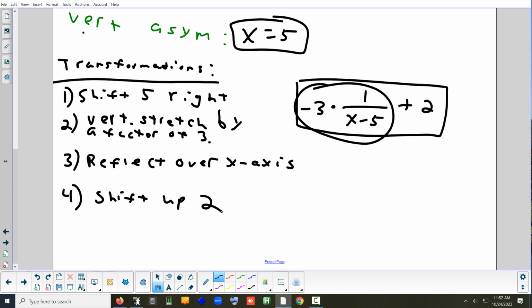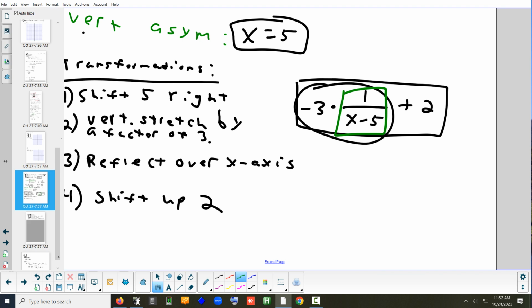Okay, so anything that's inside the function is always backwards. This is the inside of the function in that green box. Vertical is outside the box. Any questions on that?